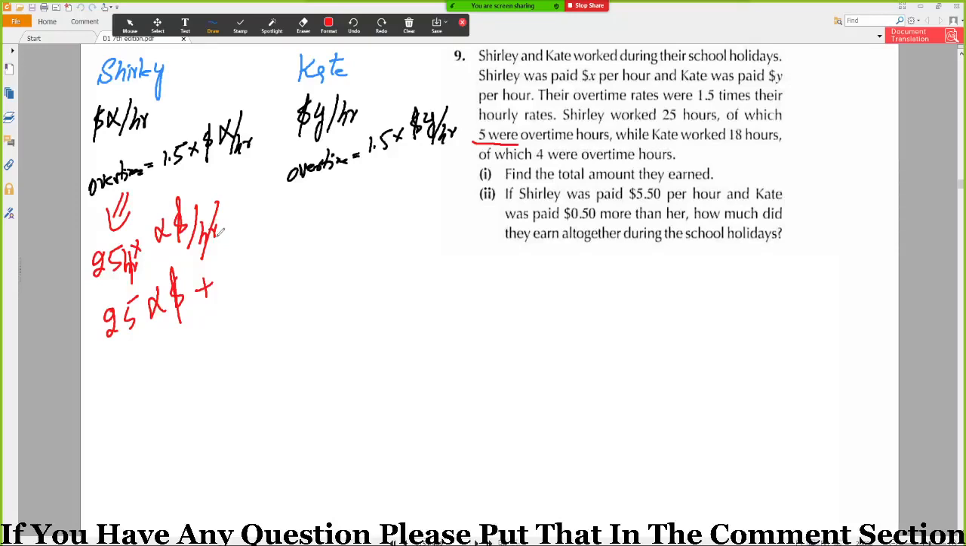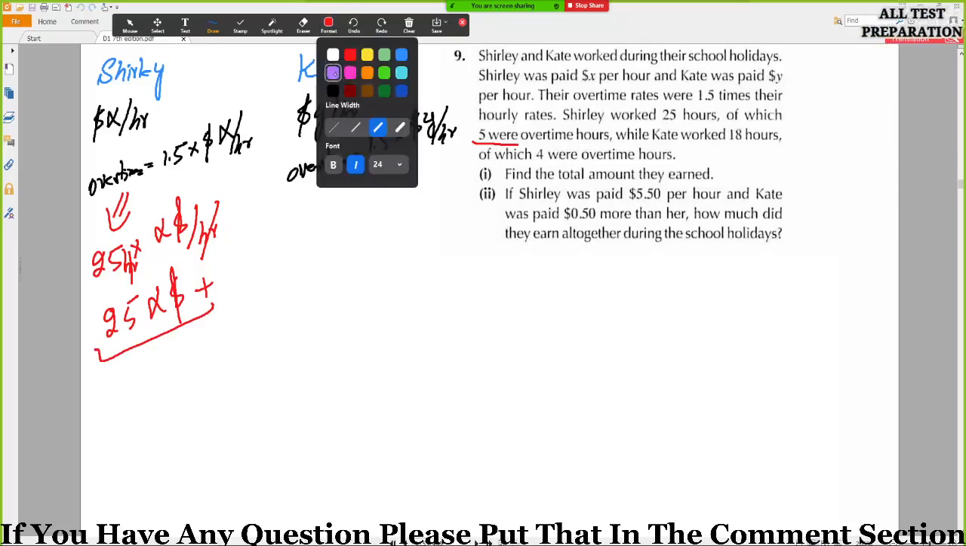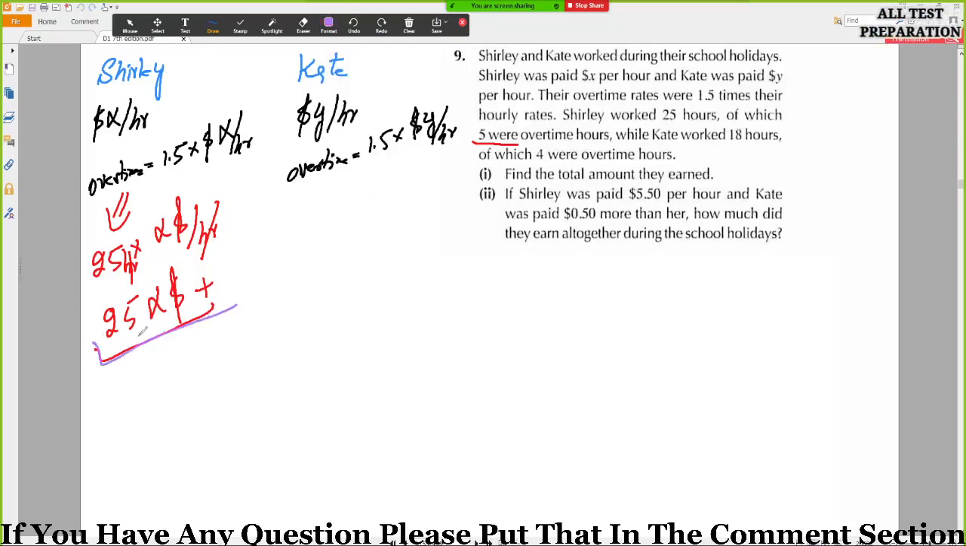Okay, is it right, Rania? What do you think? Have I done the steps correctly? Yes. So how many normal hours will there be? Will that be 25 or 20?